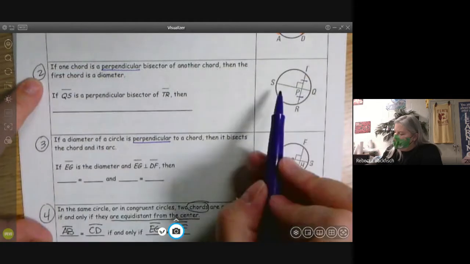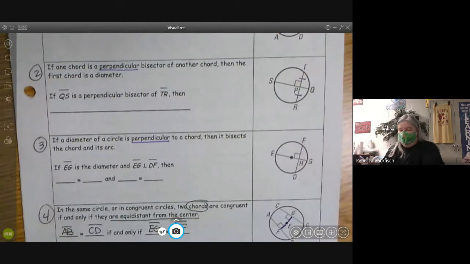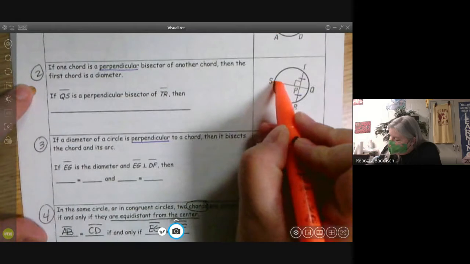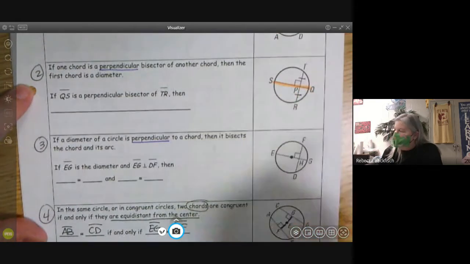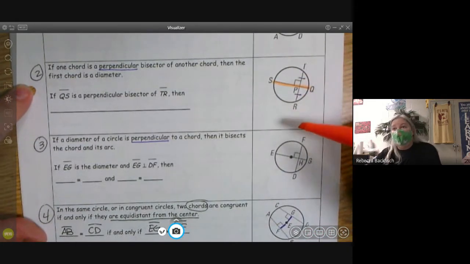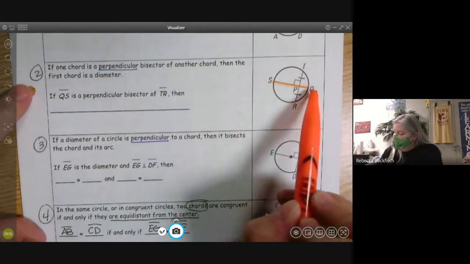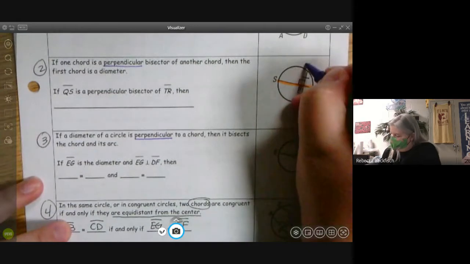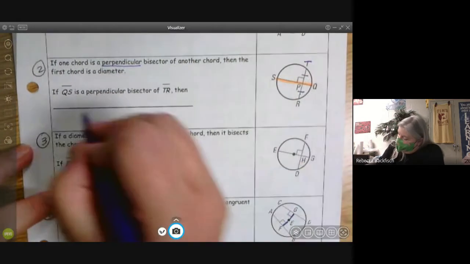Okay, so, let me go back. When they say if one chord is a perpendicular bisector, the one that's the perpendicular bisector here is this one. Right? Because it's perpendicular to this chord and it bisects it. Then the first chord, meaning the one that is the perpendicular bisector, it has to be a diameter. So if QS is a perpendicular bisector of TR, and that's not very easy to see, but that's supposed to be a T, then QS is a diameter.